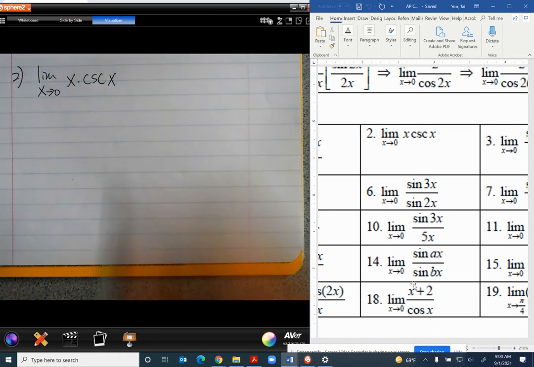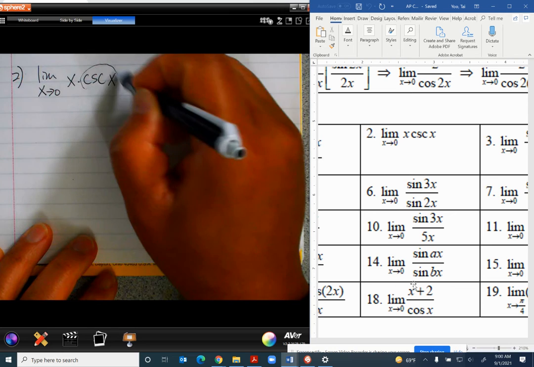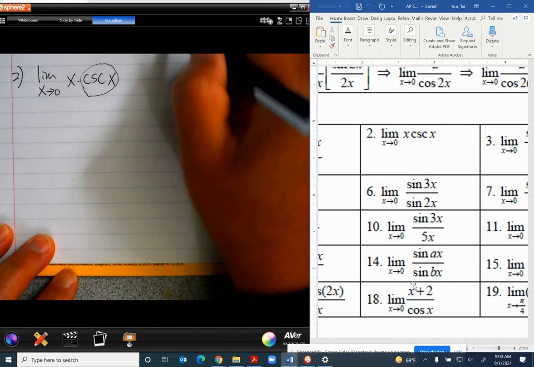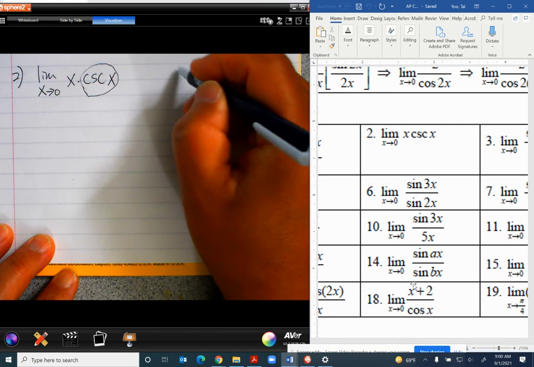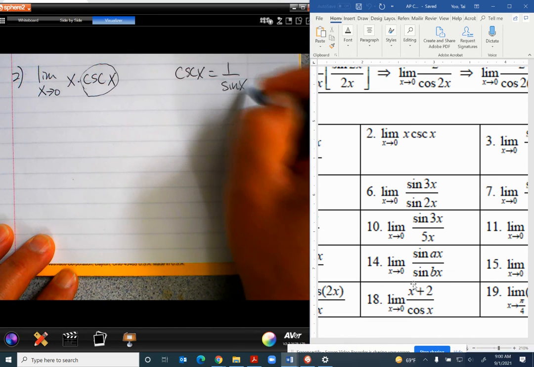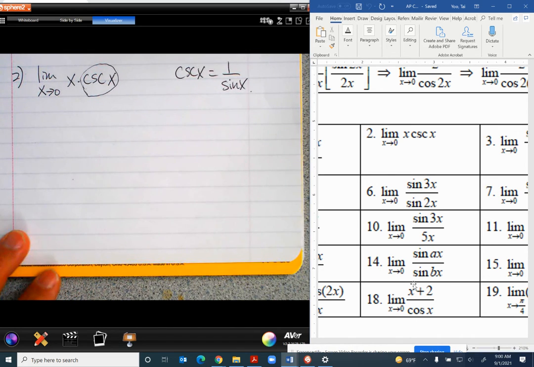We need to change this right here. How do we change cosecant? What is cosecant? Anybody know? 1 over sine. So if you don't know it, then you need to memorize that cosecant x is equal to 1 over sine x. You need to know that.